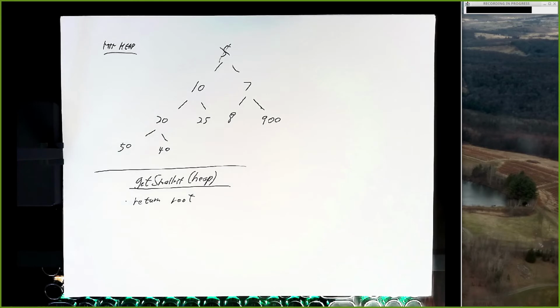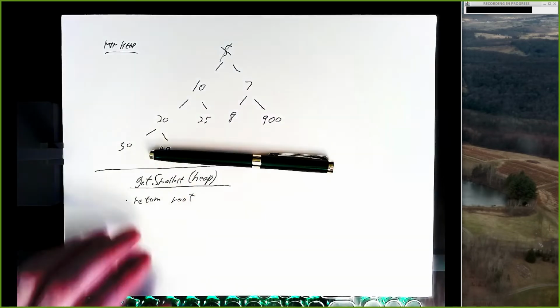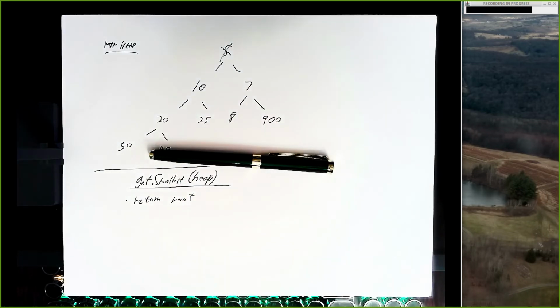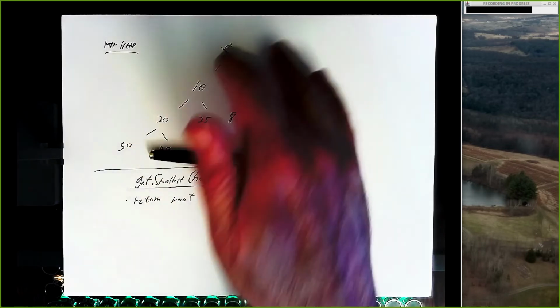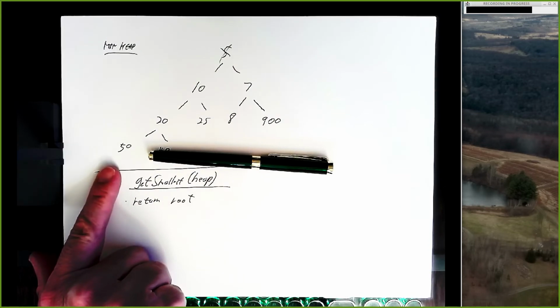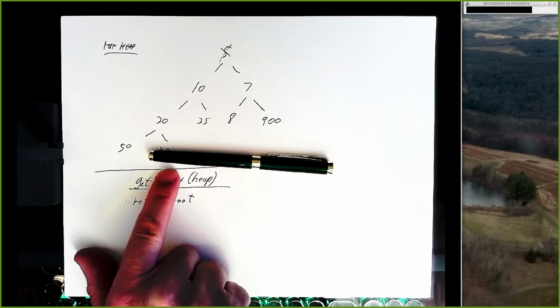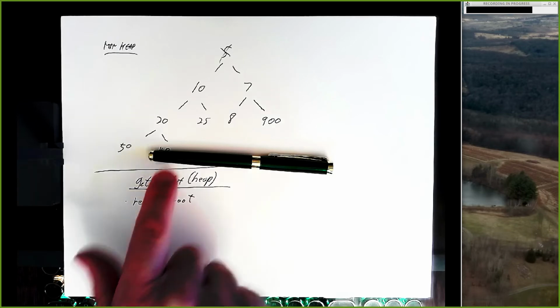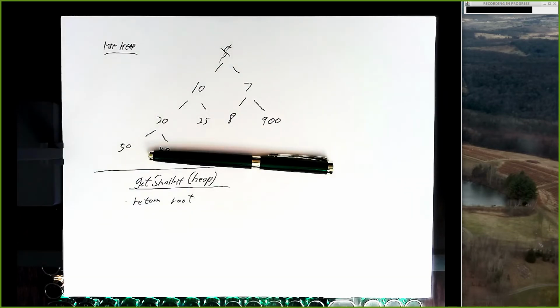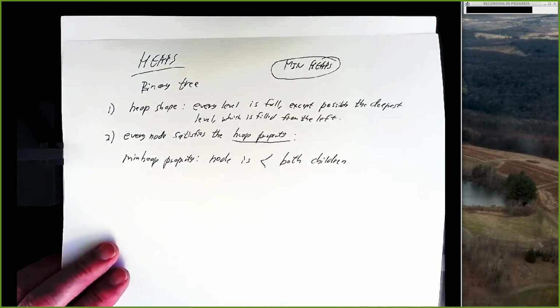Could you move one of the stragglers? Which straggler? Probably the smallest of the stragglers. So which number? 40. If I take this 40 and I move it to the root, do I still have a heap shape? Yes. Absolutely. The heap shape requires that every level is full and the deepest level is filled in from the left. So if I take the rightmost thing on the lowest level and I move that to the root, it's still shaped like a heap. And I've still got my first property satisfied.